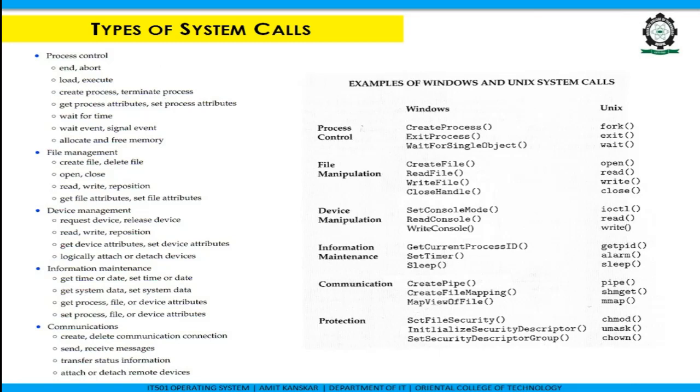Now we come to the communication category. Communication system calls: create communication connection, delete communication connection, send message, receive messages, transfer status information, and attach remote device or detach remote device.